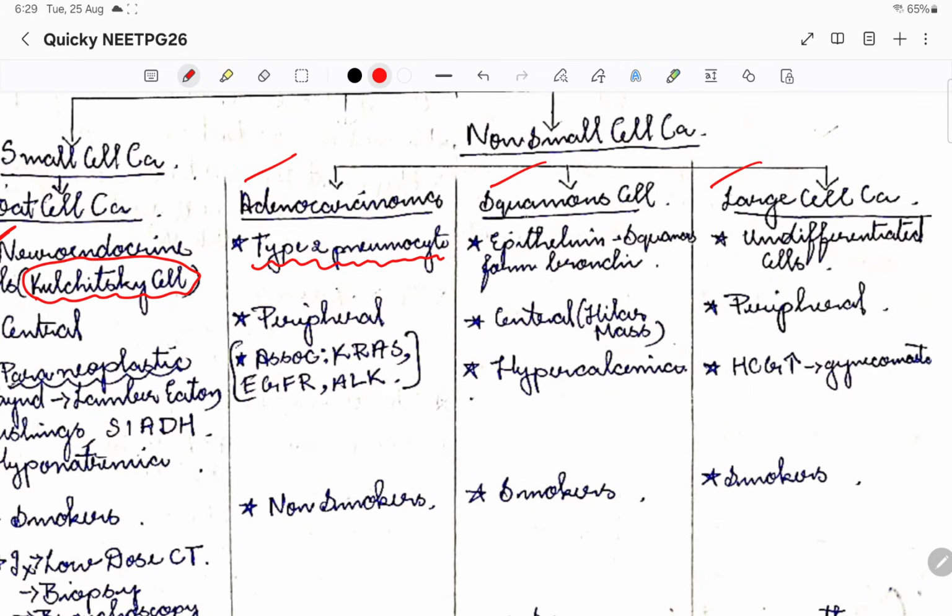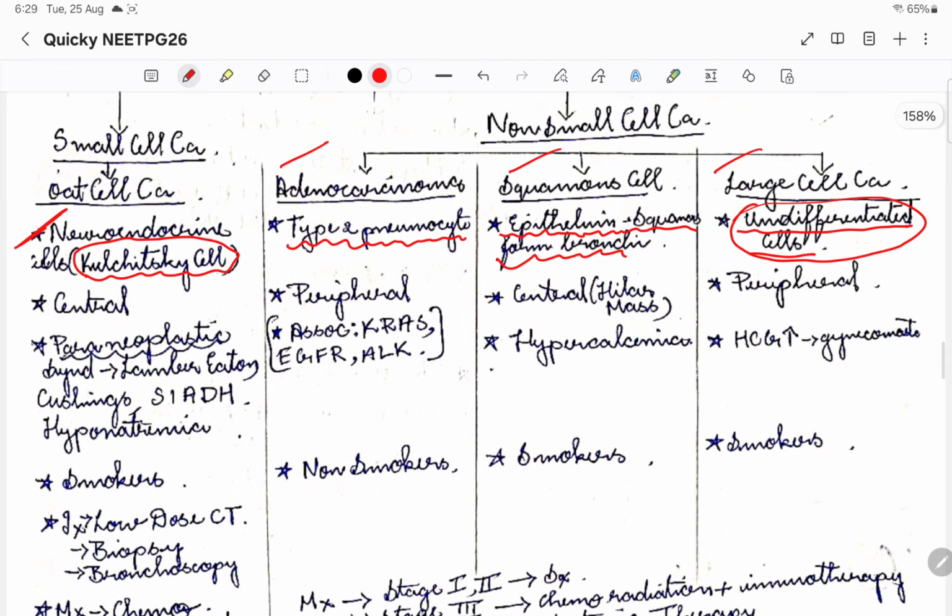Whereas squamous cell carcinoma arises from the squamous cells, that is the epithelium of the bronchi. If it is affected, it is going to be squamous cell carcinoma. Large cell carcinoma is basically undifferentiated cells. Large cell will be like an anaplastic carcinoma. So for large cell carcinoma, please remember this.